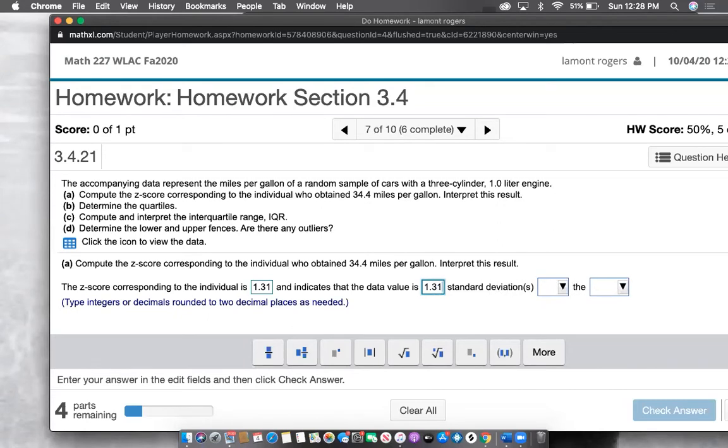How do I know to put that right there? That's what it means. You need to understand what a z-score is. It's the definition. A z-score is the number of standard deviations above the mean. So you kind of have to memorize this definition. The z-score is 1.31, and that means the value is 1.31 standard deviations above the mean, because it's a positive z-score.